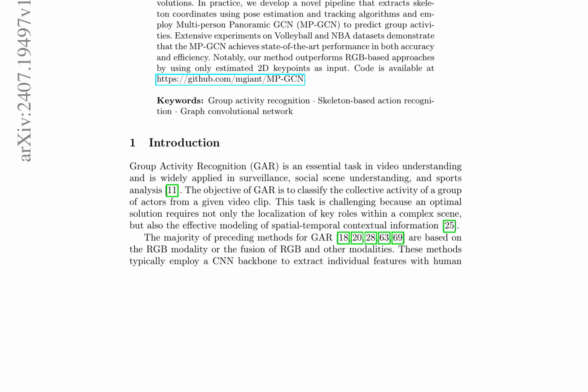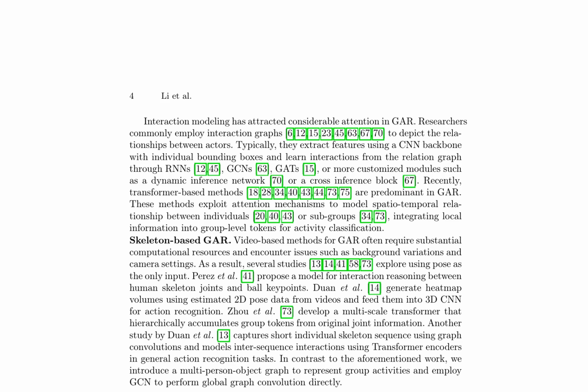The authors develop a pipeline that extracts skeleton coordinates using pose estimation and tracking algorithms and employs Multi-person Panoramic GCN (MP-GCN) to predict group activities. The proposed MP-GCN method achieves state-of-the-art performance in both accuracy and efficiency on volleyball and NBA datasets, outperforming RGB-based approaches by using only estimated 2D keypoints as input.